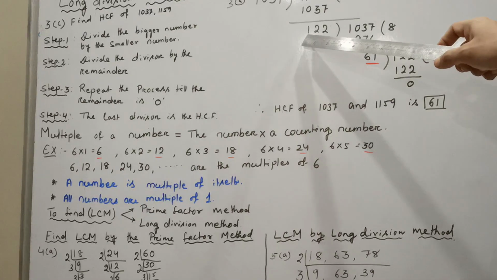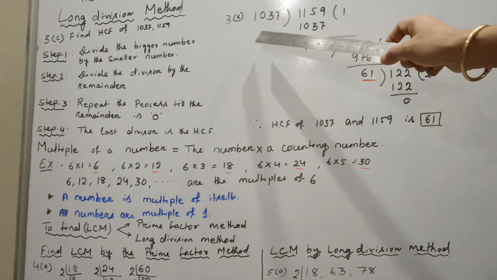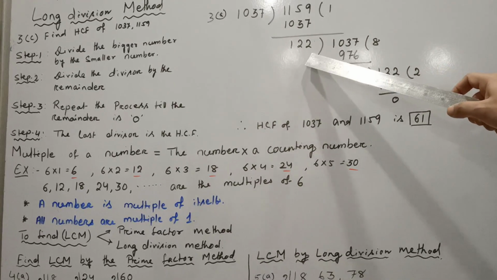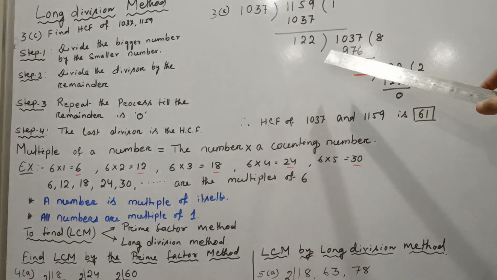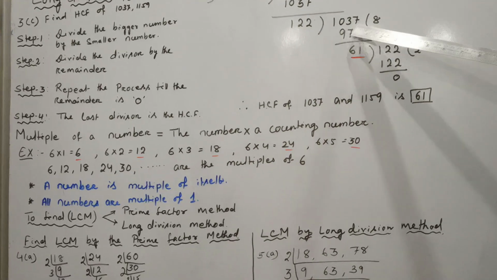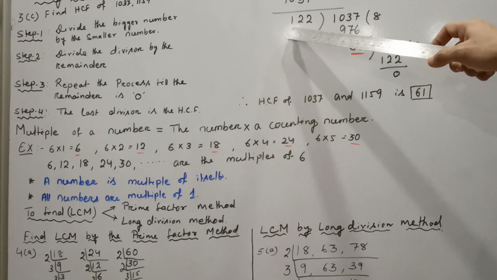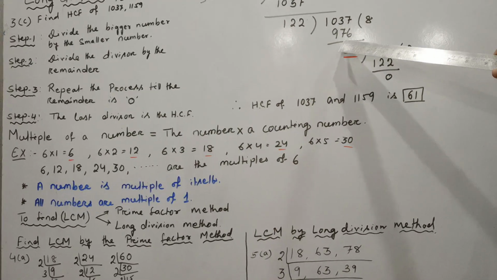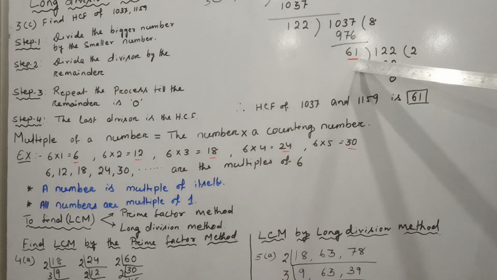Here the remainder is 122 and the divisor is 1037. Now you divide this number by this divisor. So you write 1037 here. 1037 divided by 122, take 8. Now this is 976. The remainder is 61.